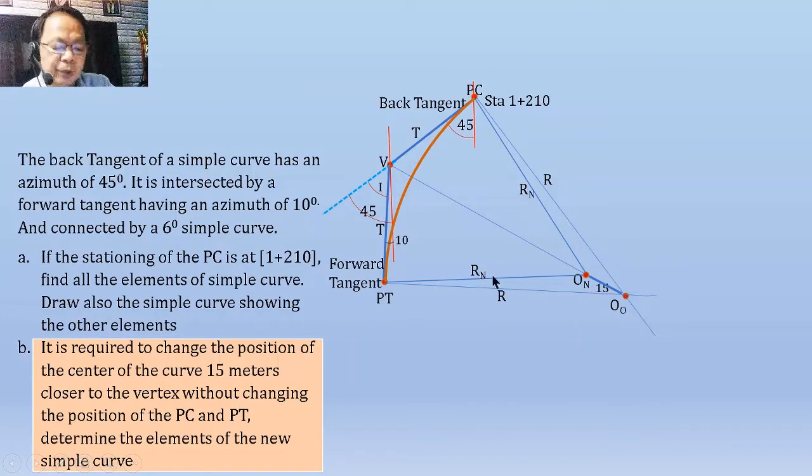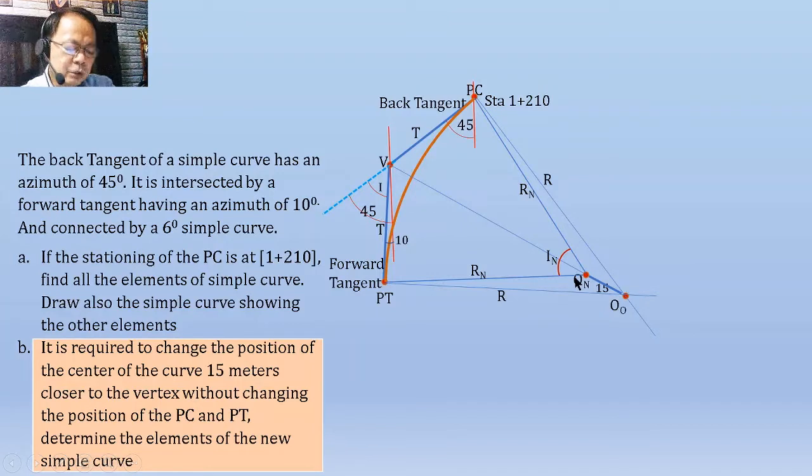Pwede natin siyang tawagin new radius, di ba? And that the angle that is subtended by the same arc, of course the arc will be changed also, but the position by this new radius will become our new intersection angle. And if we shall be able to solve for our new intersection angle and our new radius of the curvature, then the elements of the new simple curve can be solved. So let us solve now. Okay, first for this new radius. Paano ba natin masosolve yung new radius? Knowing that the center will be moved 15 meters from its original position towards the vertex.